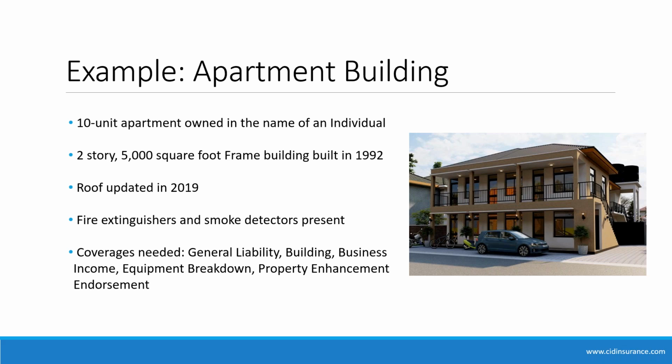So for this first example, this is a 10-unit apartment building that's owned in the name of an individual. Like I was mentioning earlier when I was giving those definitions, it's important to know the named insured and the number of units because that can dictate whether a carrier can consider it on the commercial line side of things or the personal line side of things. I do have an example further down that will get a little more into that. So this apartment is a two-story one.